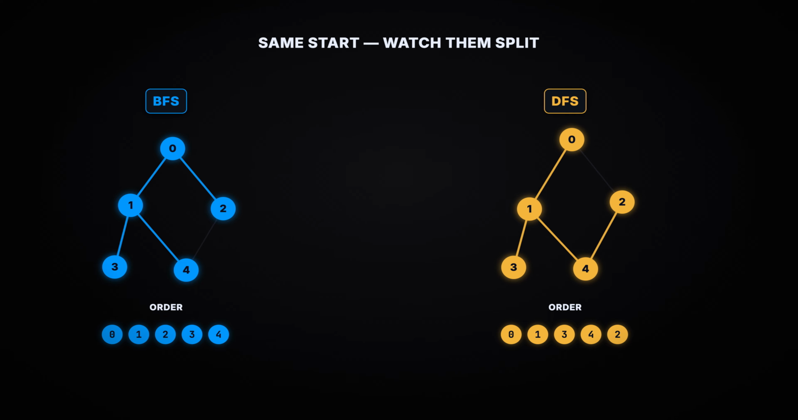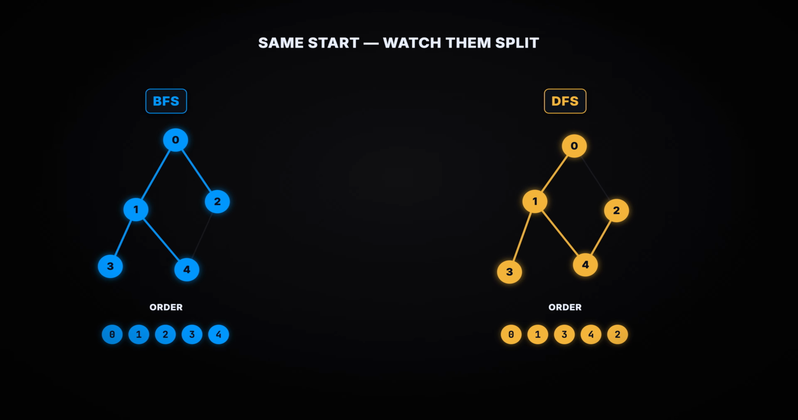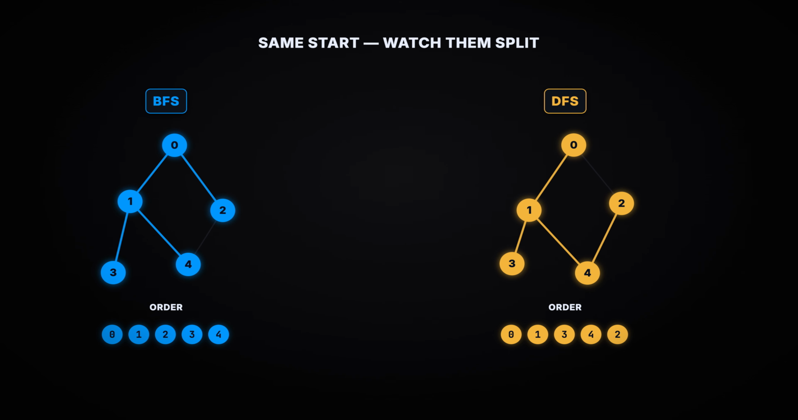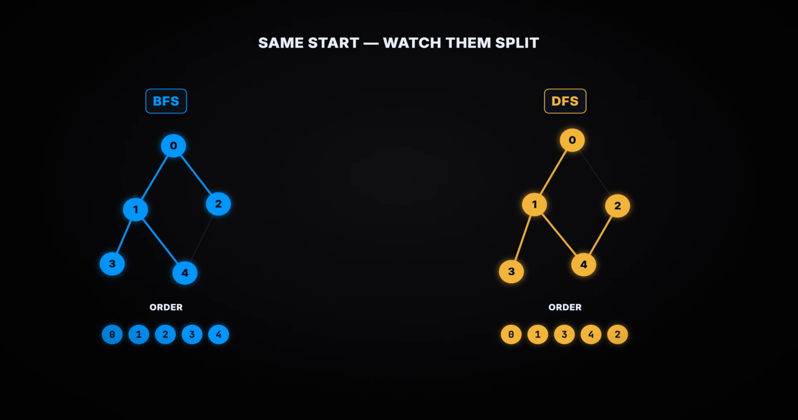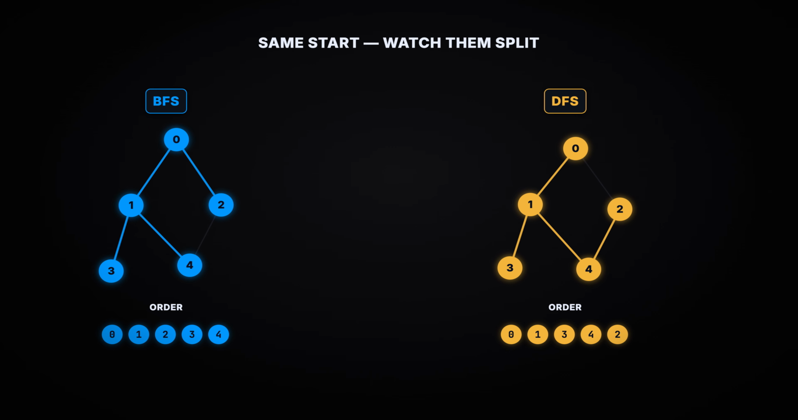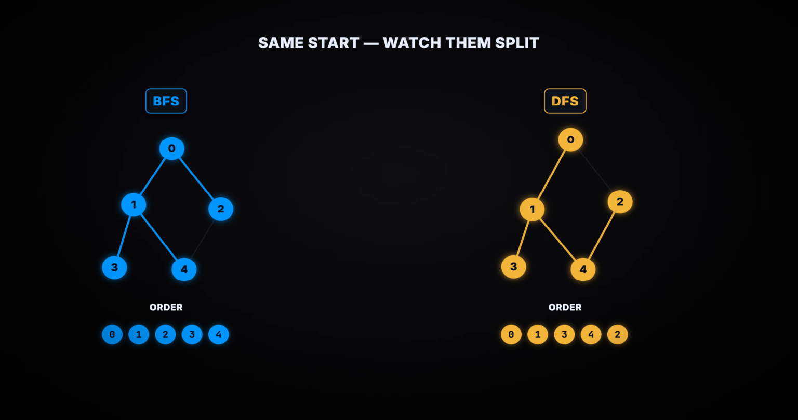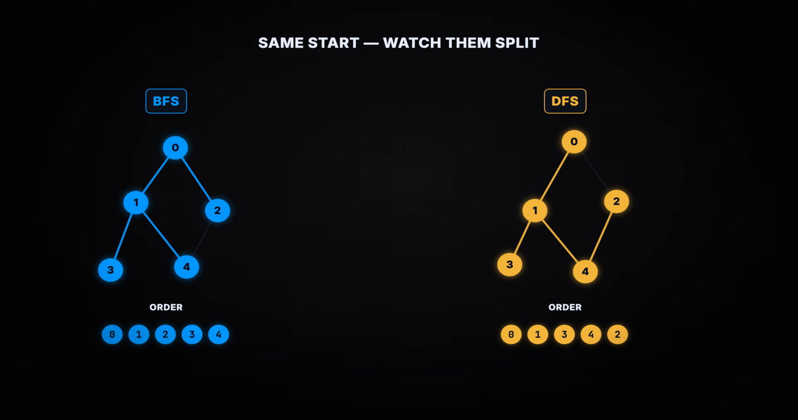And look at the order they finished in. BFS gave us 0, 1, 2, 3, 4. DFS gave us 0, 1, 3, 4, 2. Same graph, same nodes, completely different journey. That is wide versus deep, made visible.